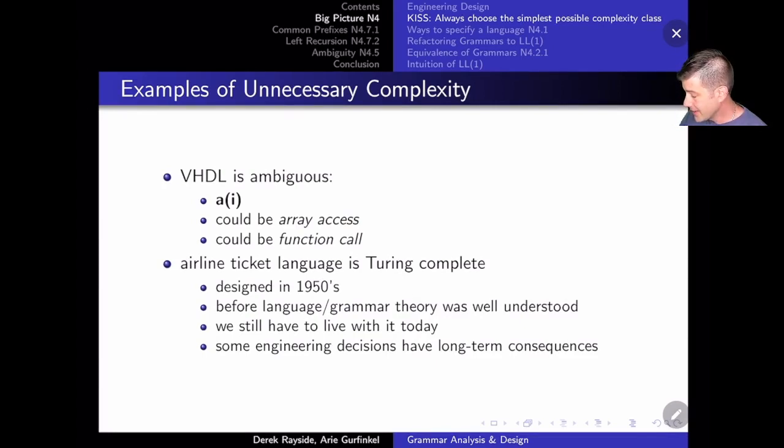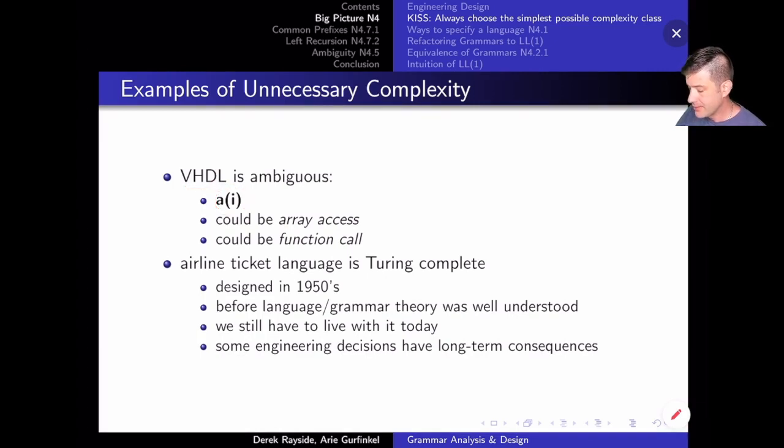There are lots of examples over the years of how, if you design a language without thinking about the grammar, you can get into things which are really confusing or ambiguous. There are two examples in here. One is the hardware description language VHDL. So you have a syntax like this: A open bracket I close bracket.